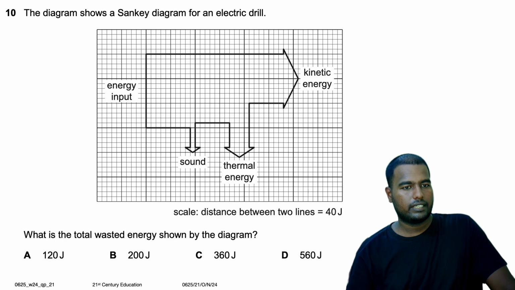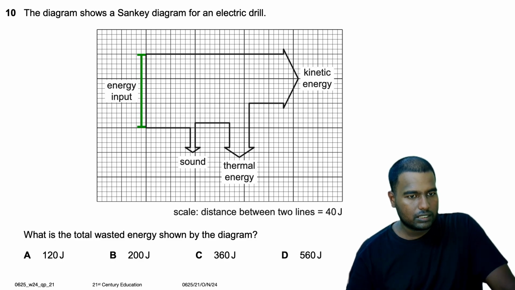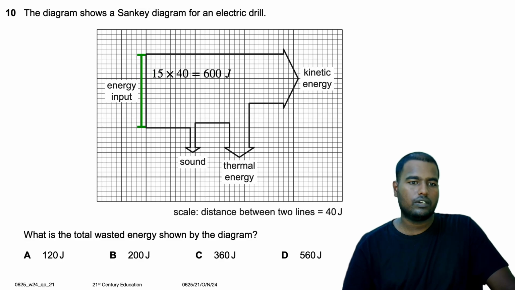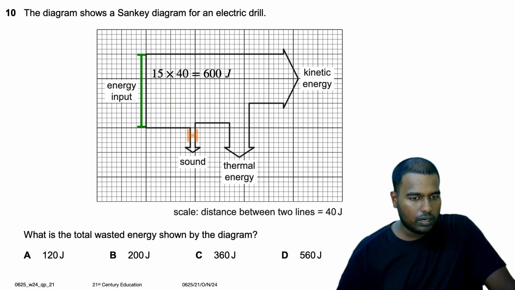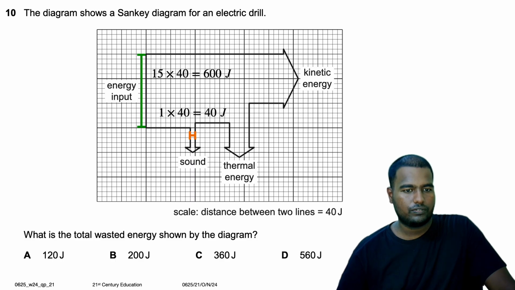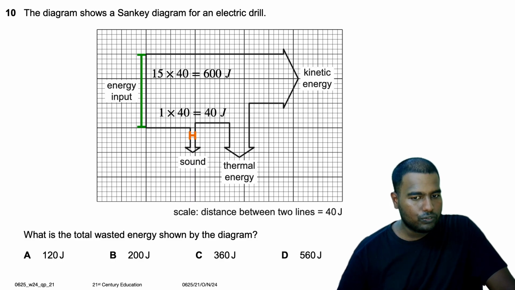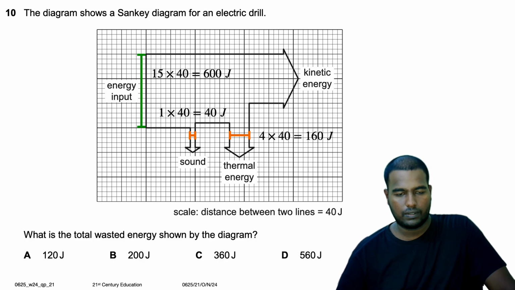The diagram shows a Sankey diagram of an electric device. Okay. So the scale distance between two lines is 40 joule. So energy input has how many lines? 15 lines. So 15 into 40 is 600 joule. Sound energy is one line, so it's 40 joule, 1 into 40. Thermal energy is 4 lines, so 4 into 40, 160 joule. Okay. Kinetic energy is 10 lines, so it's 400.